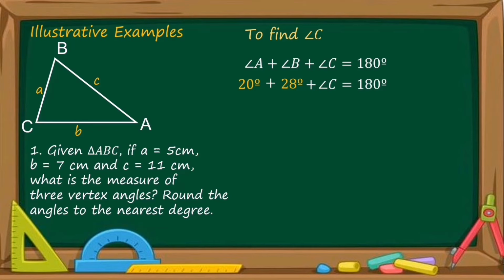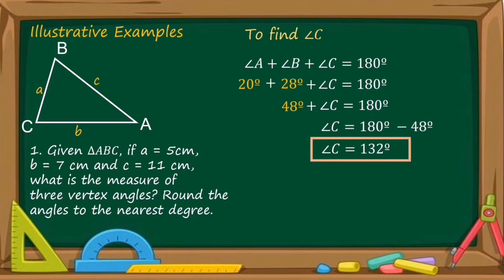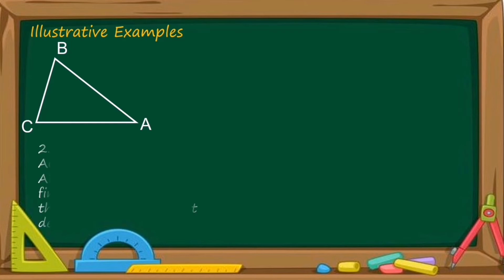Combining 20 degrees and 28 degrees, it is 48 degrees plus angle C is equal to 180 degrees. By addition property of equality, this will become angle C is equal to 180 degrees minus 48 degrees. So that is 132 degrees. Next, let us have another example.